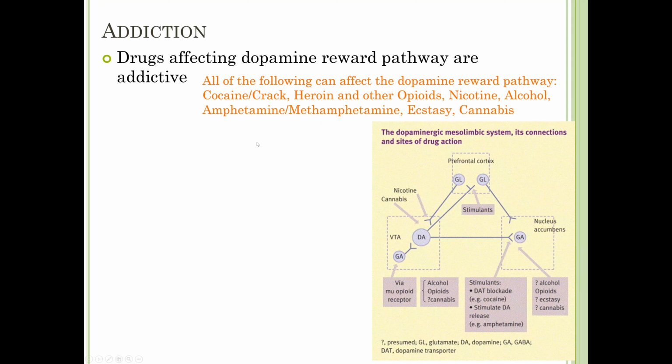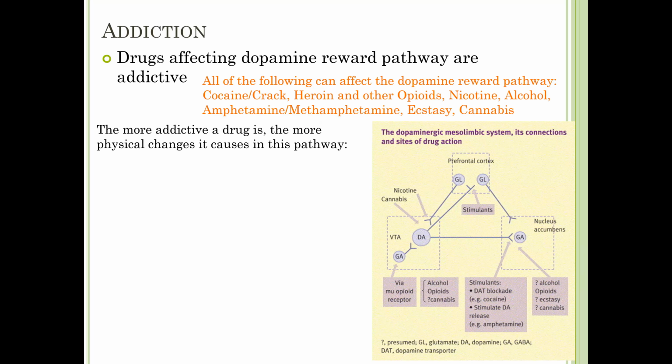So cocaine and crack can interfere with the nucleus accumbens and the prefrontal cortex. Heroin and other opioids can interfere with the nucleus accumbens and the ventral tegmental area. You get the idea. The picture here shows where the different drugs interact with the different parts of the pathway, but other addictive drugs include nicotine, alcohol, amphetamine and methamphetamine, ecstasy, and cannabis.